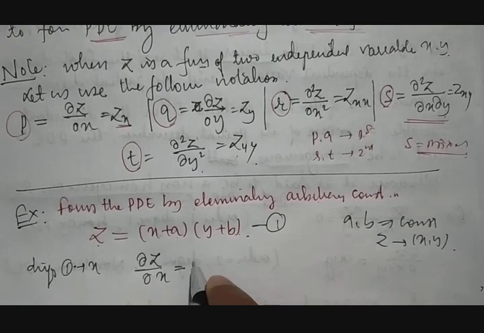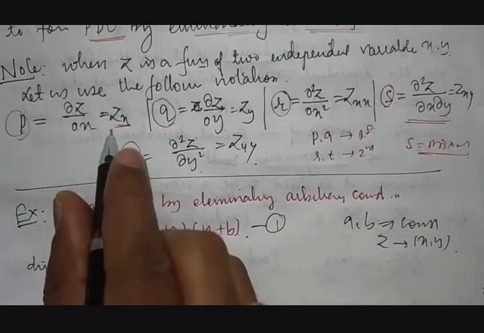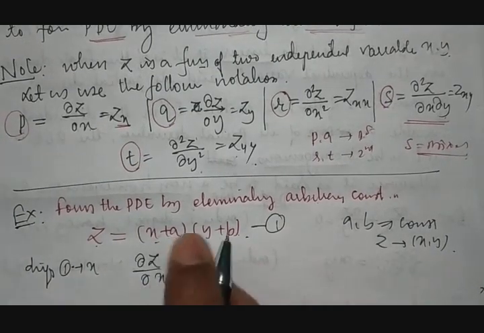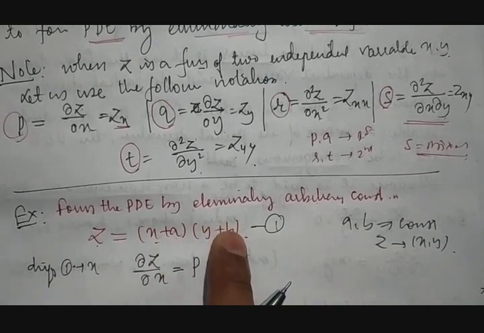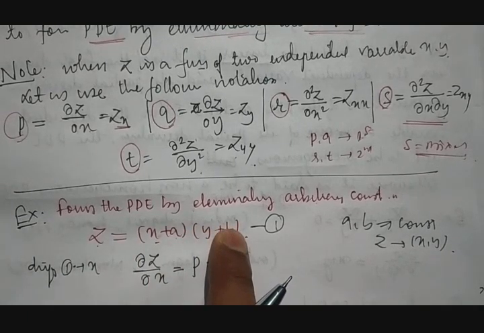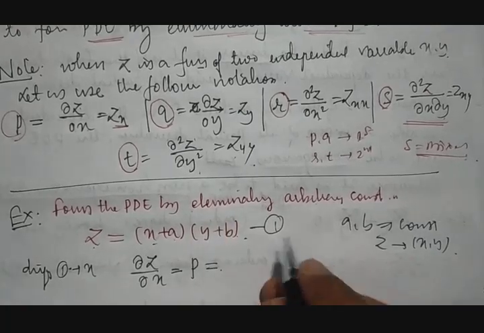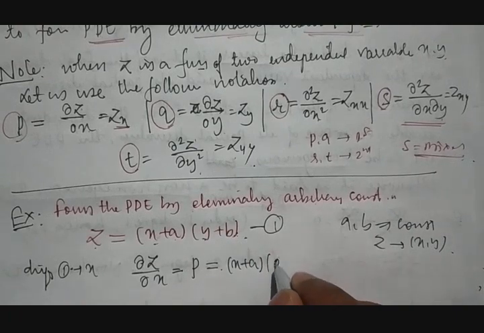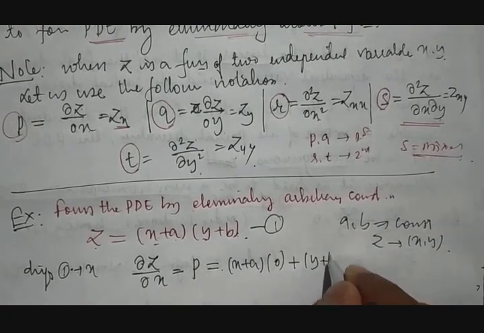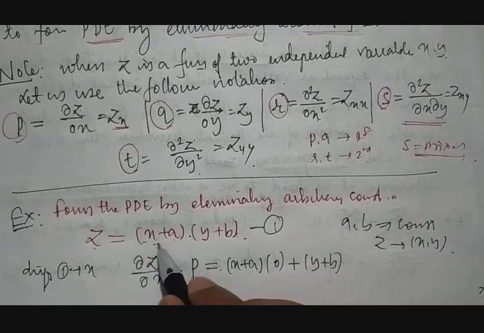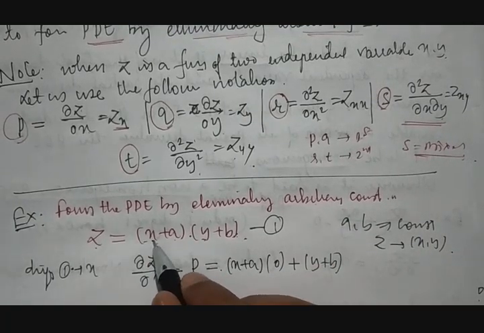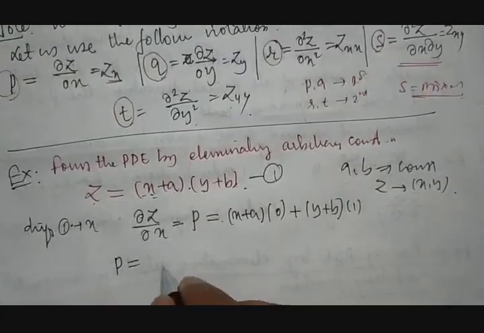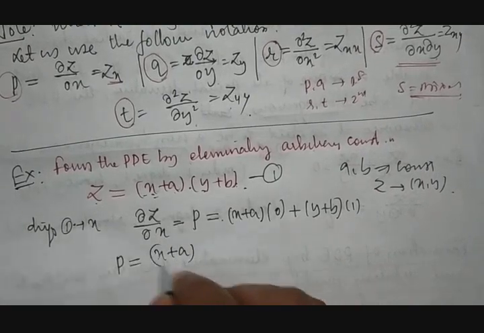is equal to, dou Z by dou X is nothing but, as per the new notation, P. This is equal to the differentiation of this with respect to X. Suppose we keep the first term constant, then differentiation of that term with respect to X will be 0. And if you keep (X plus A) constant, differentiation of the second bracket with respect to X will be 0, plus if you keep the second bracket constant, differentiation of the first term will be: differentiation of X with respect to X is 1, plus constant will be 0. Therefore we take P is equal to (X plus A).